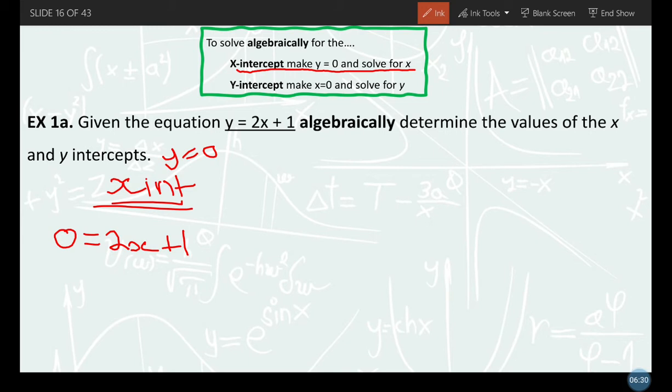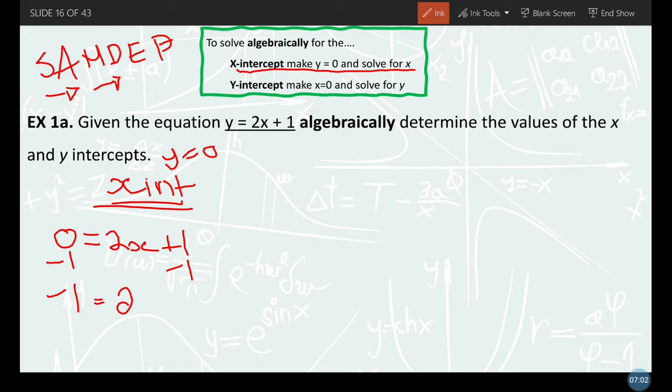To get x by itself here, I need to undo all of the present operations. And we usually go through that in a process called SAMDEB. So I want to get rid of subtraction and addition first before I get rid of multiplication and division. Now, I don't necessarily always have to do it in that order, but that kind of makes our lives a little bit easier. So to solve for x here, I've got to get rid of subtraction or addition first. I'll subtract 1. So subtract 1, minus 1 equals 2x.